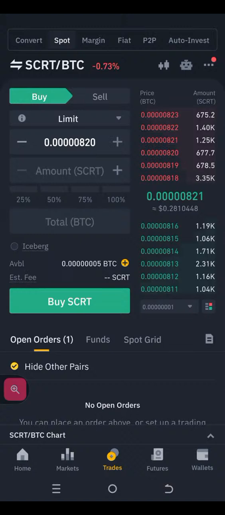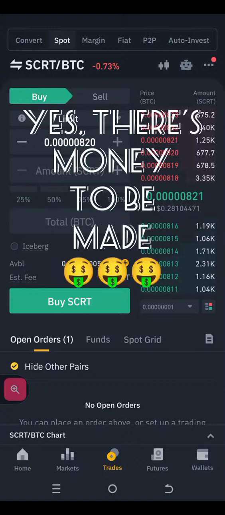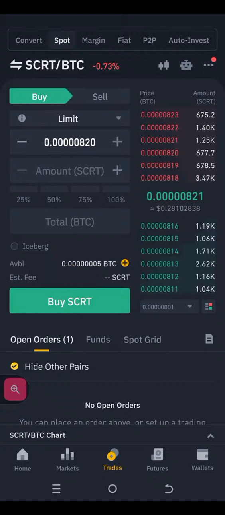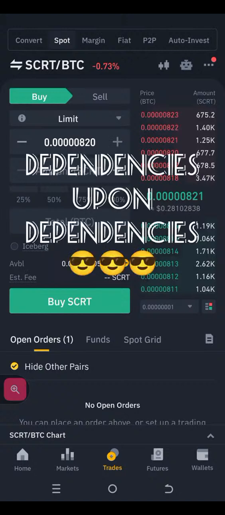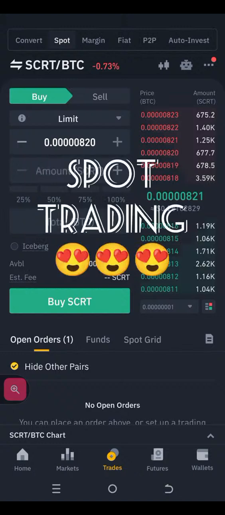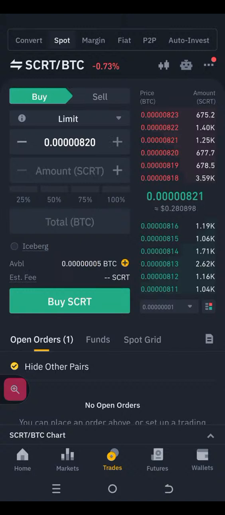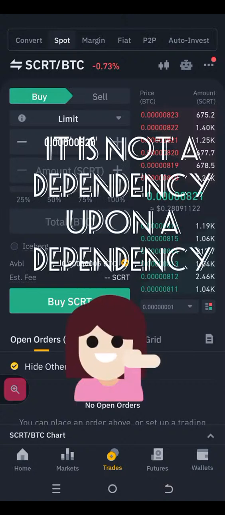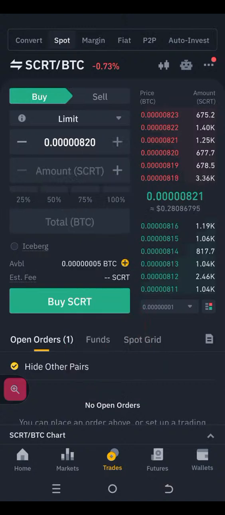Okay, now, is there money to be made? Yes, there's money to be made. But what is stopping us from making this money are the dependencies upon dependencies. Okay, so let's go to my all-time favorite, spot trade. Spot trading is my favorite so far, and as you can see, I do a lot of spot trading recently, and I'm sure you can see that from the volume of the videos I've been doing, because it is not a dependency upon a dependency. You have control over it.